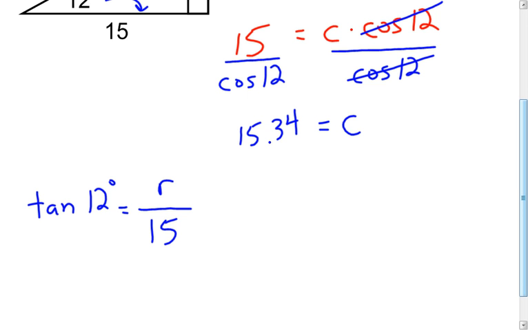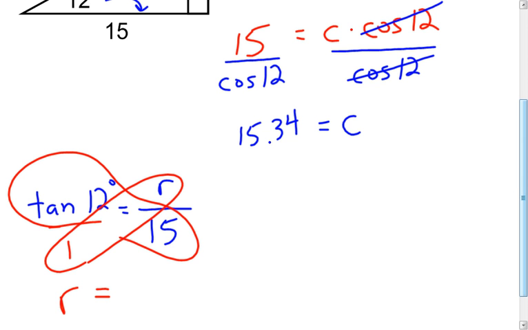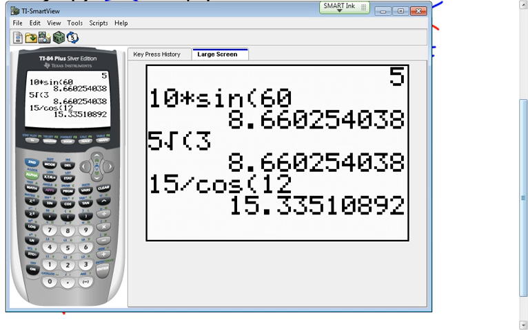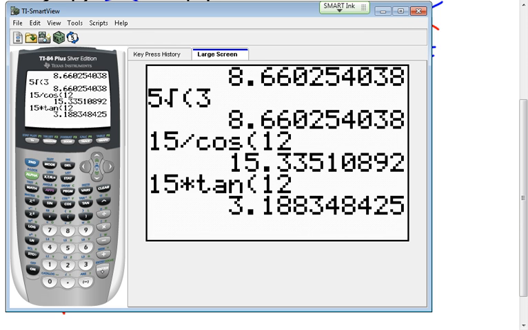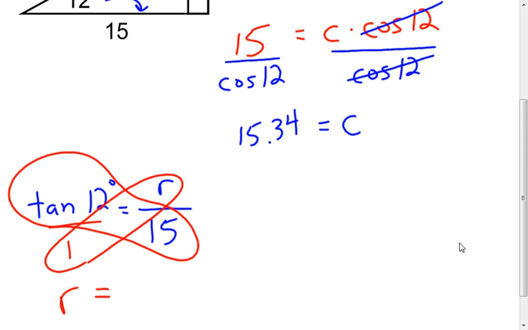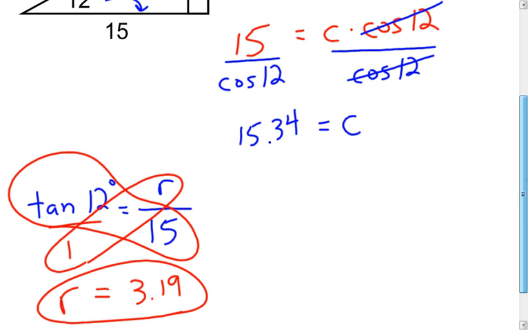I have my ratio, turned it into a proportion, cross multiply. This one's going to go a little faster. So R is going to be equal to the tangent of 12 degrees times 15. Just a matter of typing that on my calculator. So 15 times the tangent of 12, and I end up with an answer of approximately 3.19. Be the length of that other leg in my triangle.